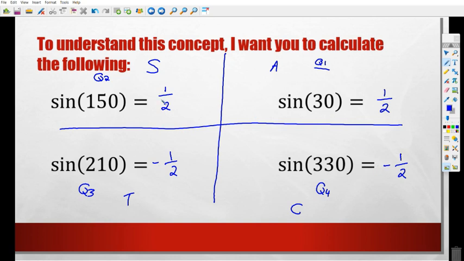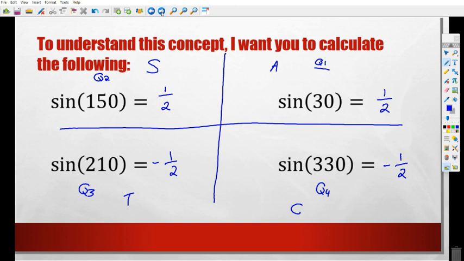But why are they all a half? Something strange, something wonky is over there. We'll get to that. I wanted that to just ponder in the back of your mind a little bit.